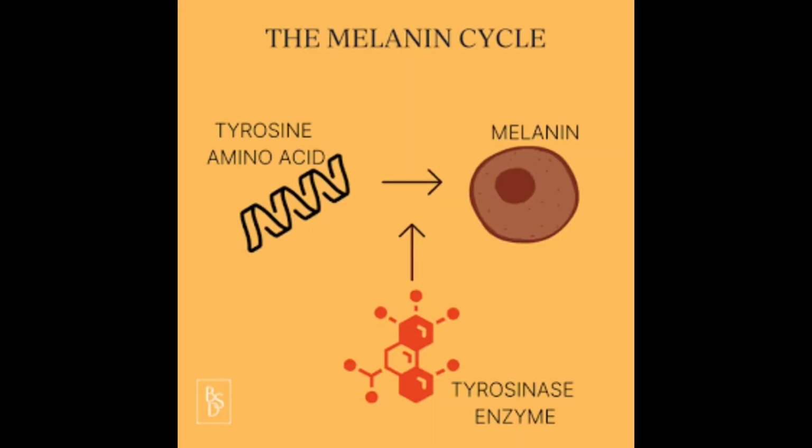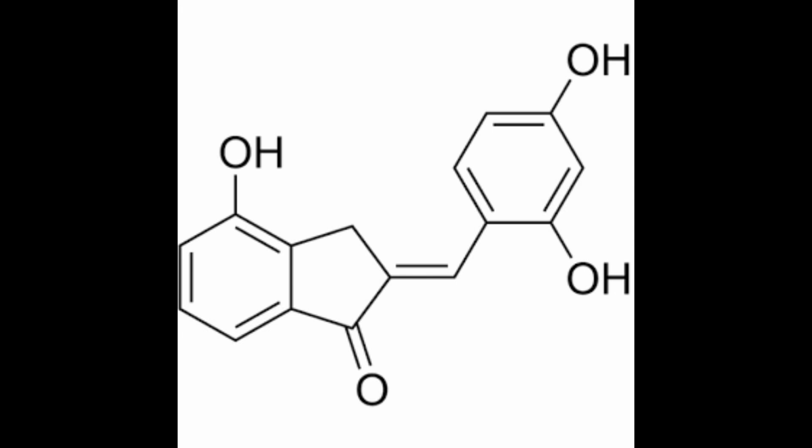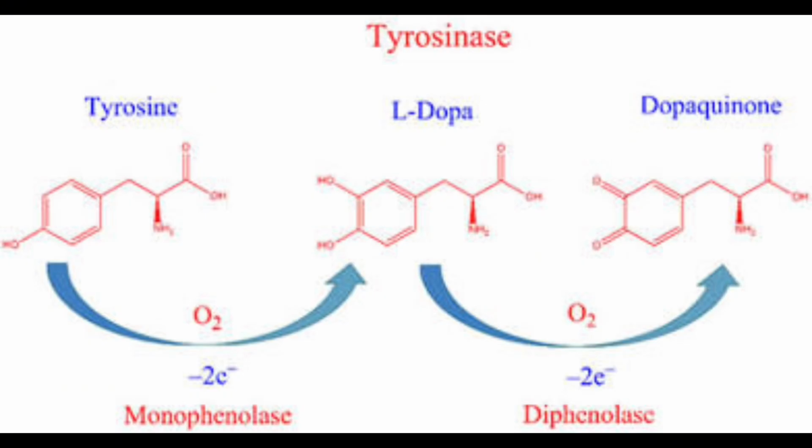But MC1R isn't the only gene involved. Another important gene is TYR, which codes for tyrosinase, an enzyme that plays a big role in melanin synthesis. Tyrosinase is responsible for converting the amino acid tyrosine into melanin. If this enzyme isn't working correctly, melanin production is disrupted. Mutations in TYR can lead to either an overproduction or a deficiency in pigment, influencing the animal's overall coloration.